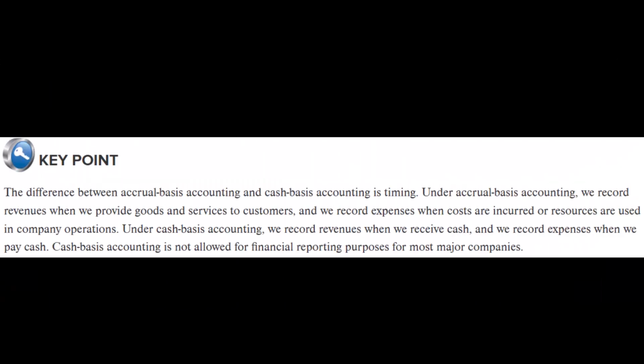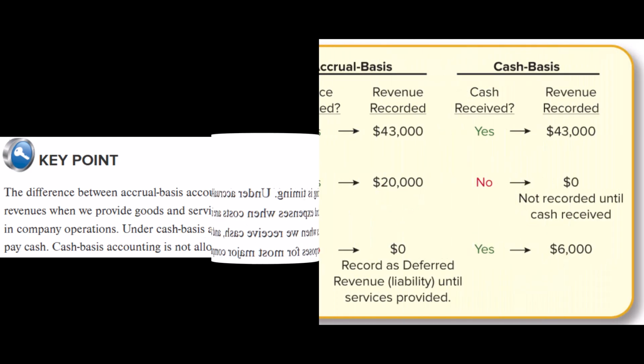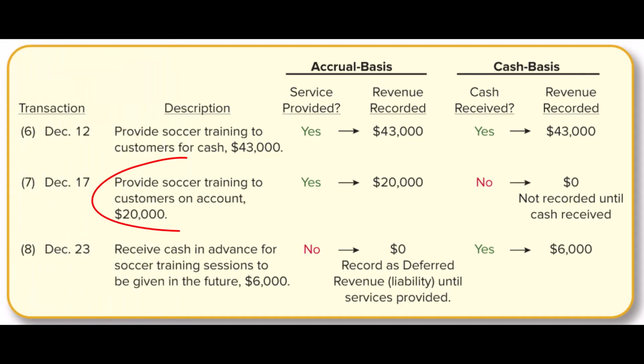The core difference between the two methods is timing. Let's look at some examples from Eagle Soccer Academy. Notice for transaction 7. When Eagle provided training on account, under the accrual basis, they recorded $20,000 in revenue because the service was provided. But under the cash basis, they recorded $0 because no cash was received.